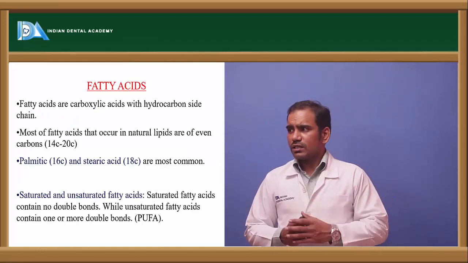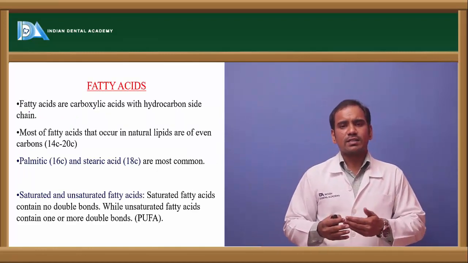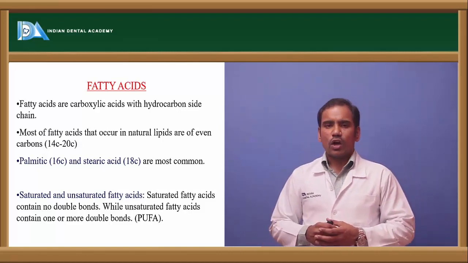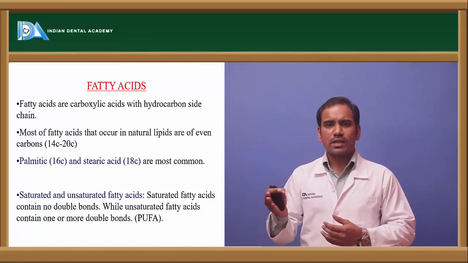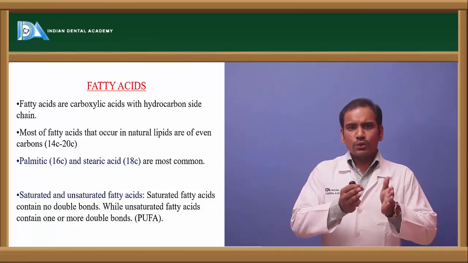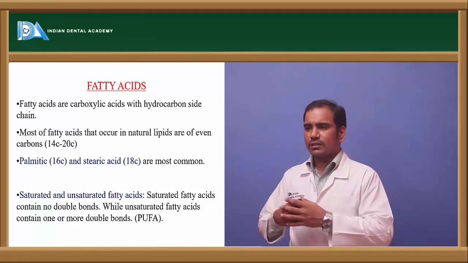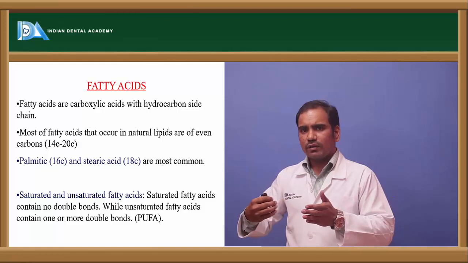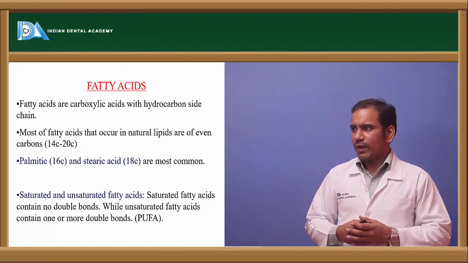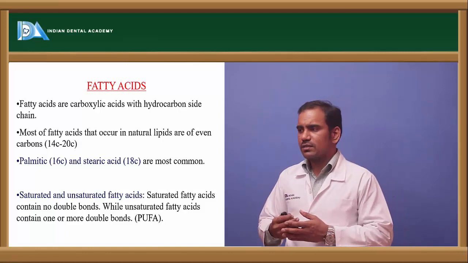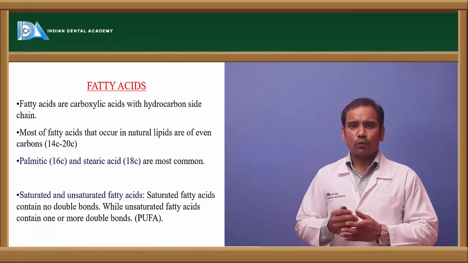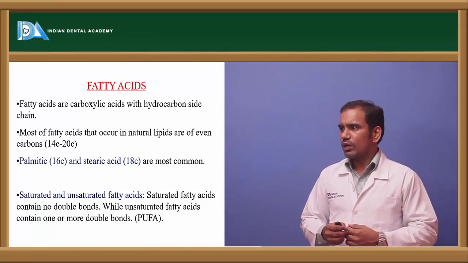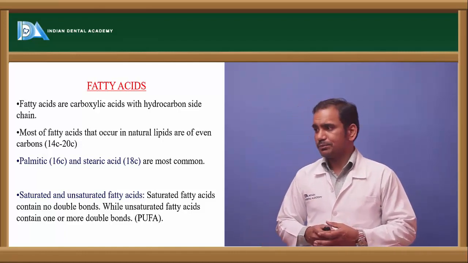We discussed that simple lipids are the esters of fatty acids with alcohol. So what are fatty acids? Fatty acids are carboxylic acids with a hydrocarbon side chain. They have a carboxylic group, to which the hydrocarbon side chain is linked. This type of organic acid, a carboxylic acid with a hydrocarbon side chain, we call fatty acids. Most fatty acids have a carbon length of 14 to 20 carbons, and the most predominant fatty acids in our body are palmitic acid and stearic acid.